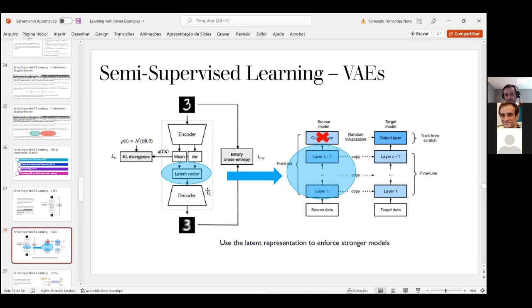Okay, so here the idea is to use this latent vector representation in the same sense that we have presented earlier, as a way of using them in the same sense as the pre-training and change the output layer to our final task, right?